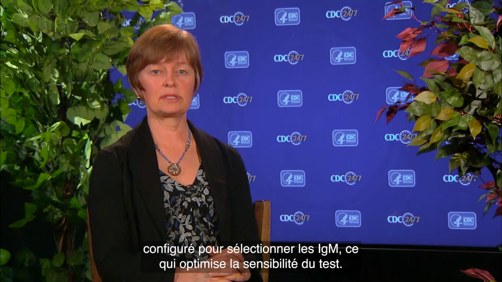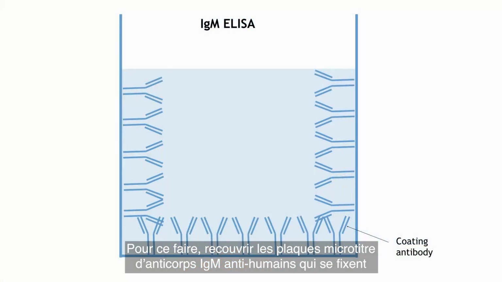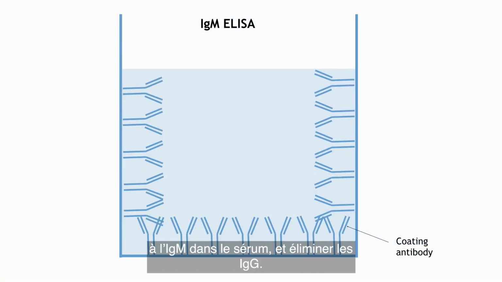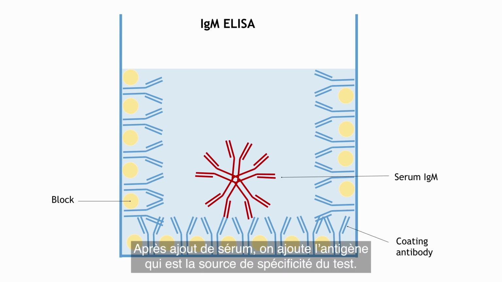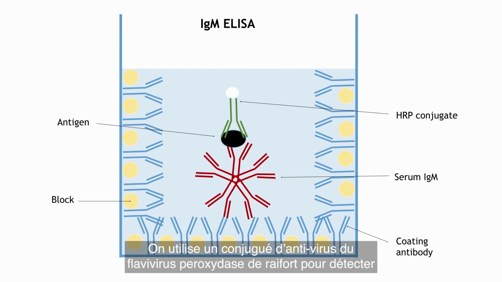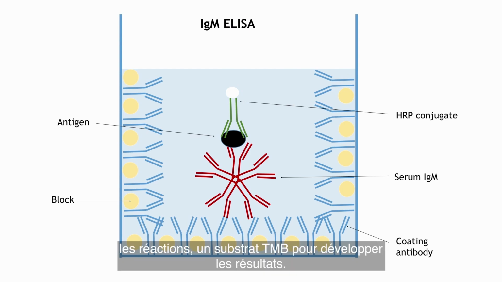Because IgG accounts for the majority of the serum antibody fraction, the IgM ELISA is configured to select for IgM, which maximizes the sensitivity of the assay. This is accomplished by coating the microtiter plates with anti-human IgM antibody, which attaches to the IgM in the serum, and the IgG is washed away. After serum addition, antigen is added, which is the source of the specificity of the test. An anti-Flavivirus horseradish peroxidase conjugate is used to detect the reactions, and a TMB substrate is used to develop the results.